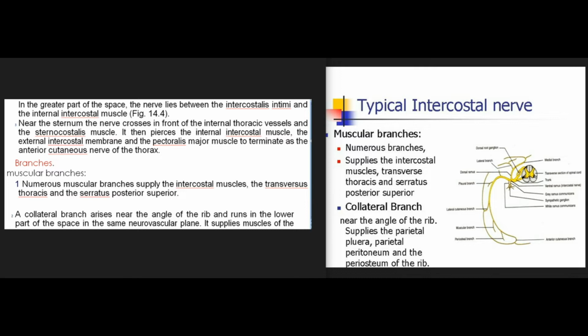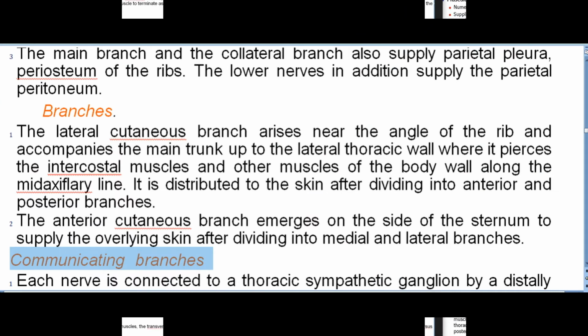Branches. Muscular branches. 1. Numerous muscular branches supply the intercostal muscles, the transversus thoracis and the serratus posterior superior. 2. A collateral branch arises near the angle of the rib and runs in the lower part of the space in the same neurovascular plane. It supplies muscles of the space. 3. The main branch and the collateral branch also supply parietal pleura and periosteum of the ribs. The lower nerves in addition supply the parietal peritoneum.